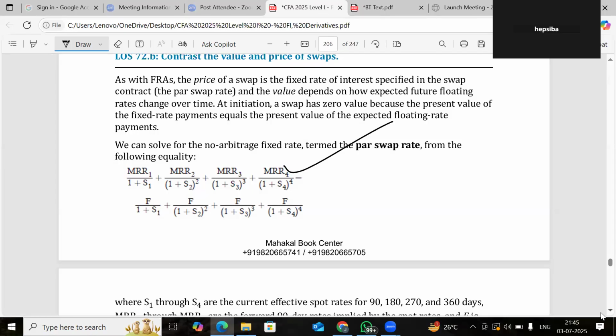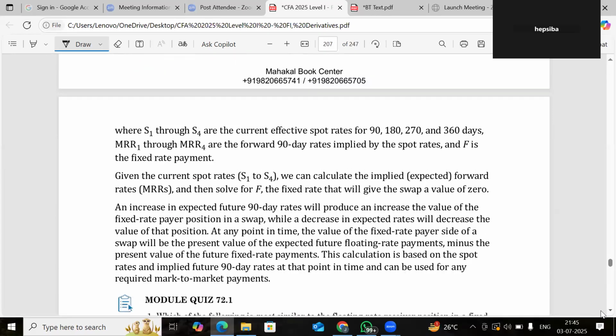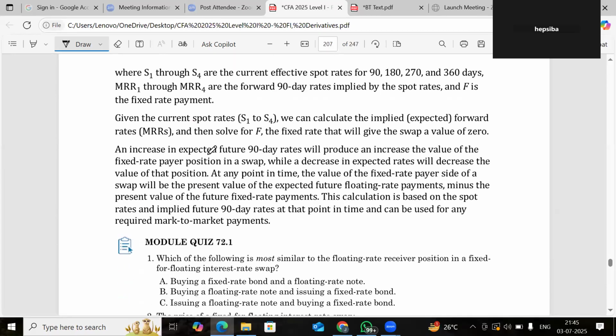So this is the end of the topic, Hepzibah. This chapter is done. See, given the current spot rates, we can calculate the implied expected forward rates and then solve for F. I did the solving part right now. The fixed rate that will give the swap value of zero. This is the rate at which your swap value is zero at the initial stages, right?